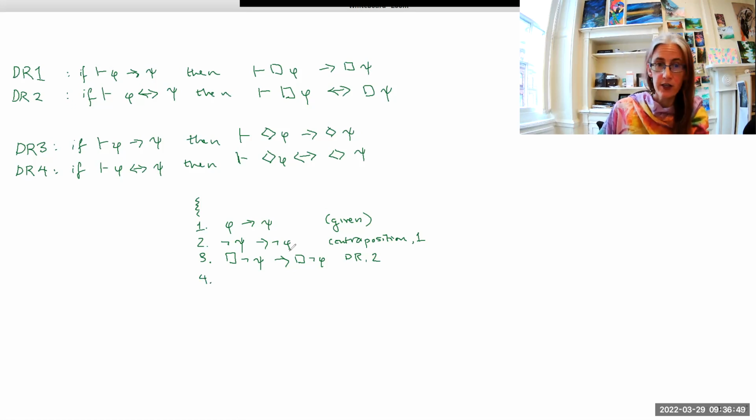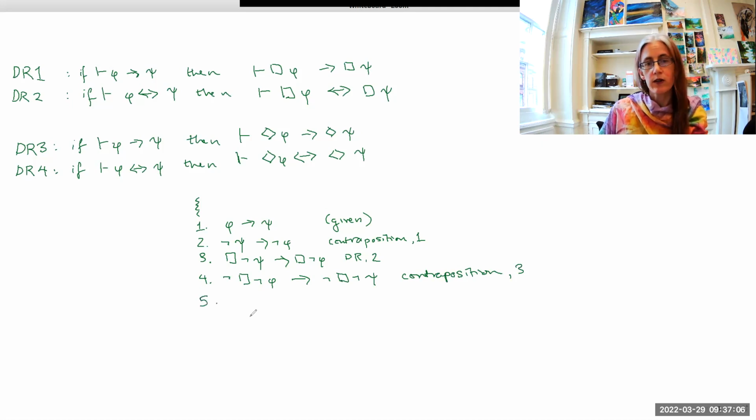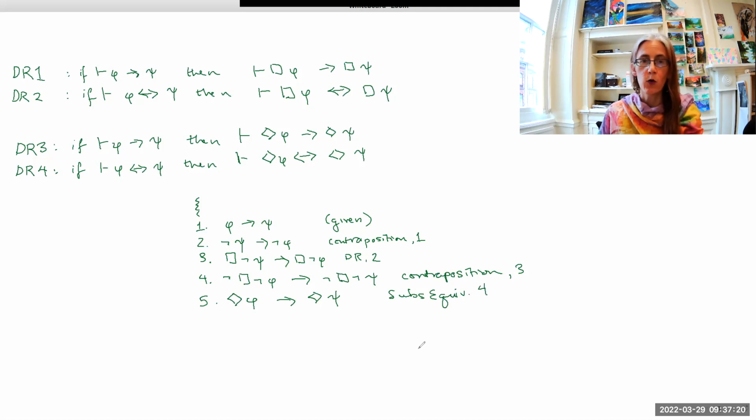Now, if we do contraposition again, we get that it's not necessarily not phi implies not necessarily not psi. So again, propositional reasoning, contraposition on line 3. And then we can just do our substitution of equivalences. We know that not box not is the same as diamond. So we have possibly phi implies possibly psi, substitution of equivalences on line 4. And so this is how we get from a conditional phi implies psi to the same conditional with a diamond on the antecedent and the consequent.